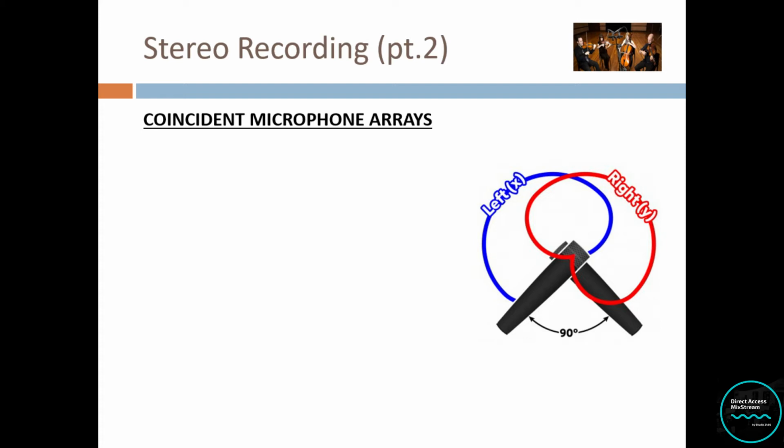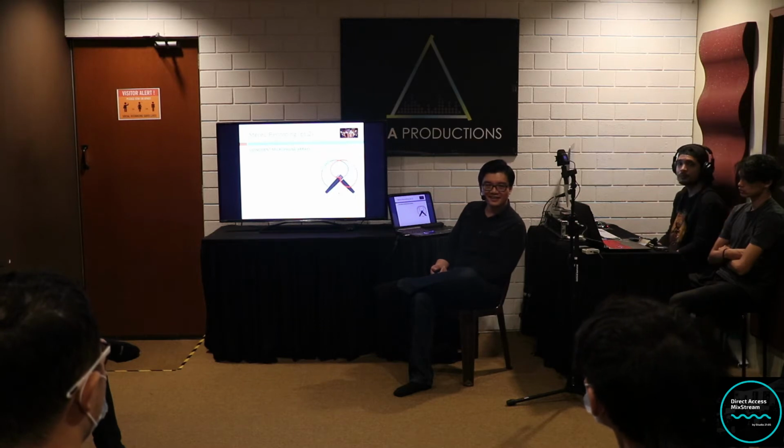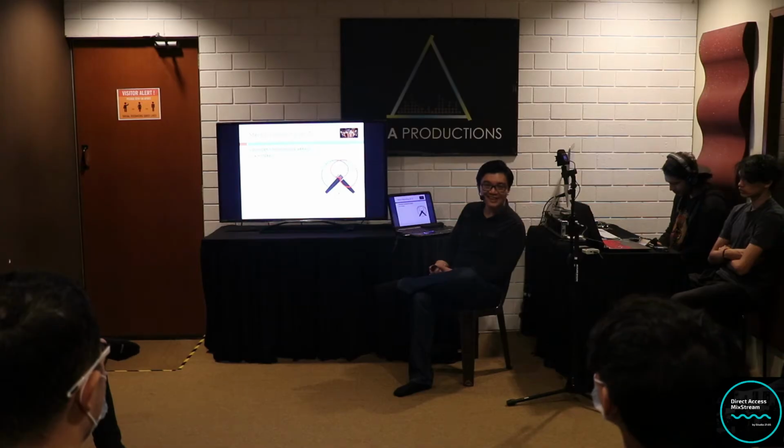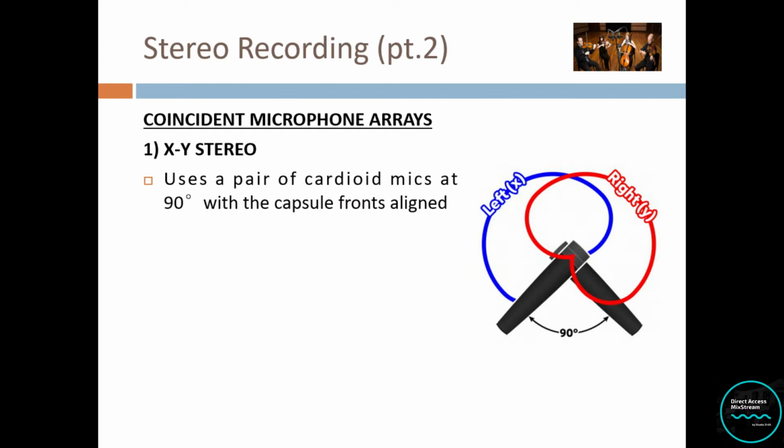And the first one here, can anyone guess it? What is it called? You can tell by the diagram. No answer? It's called XY stereo, okay? The reason why it's called XY stereo is because you have one microphone on the x-axis and another one on your y-axis. XY stereo, very specifically, uses a pair of cardioid microphones, okay?